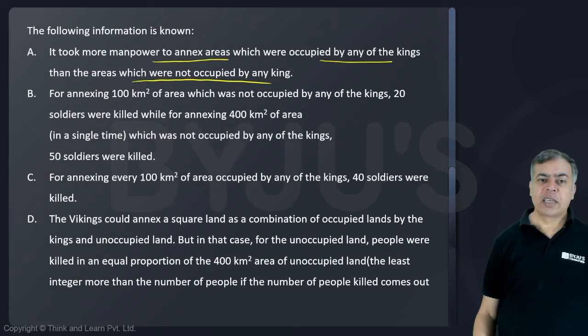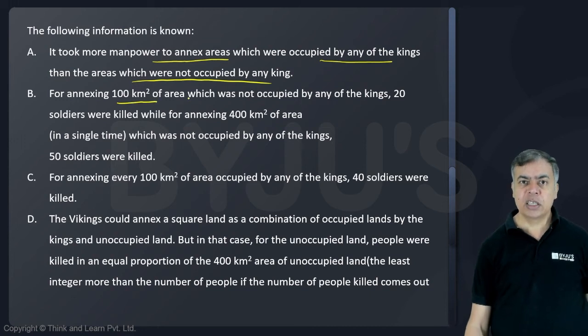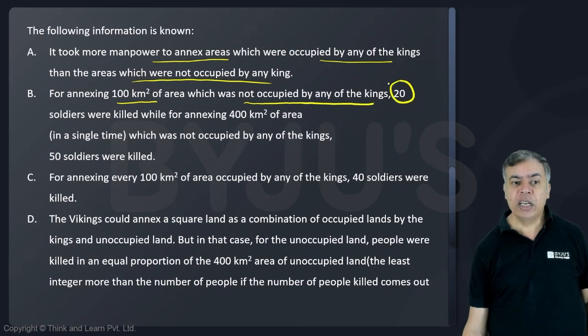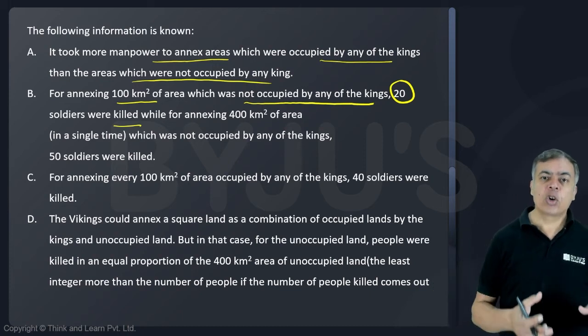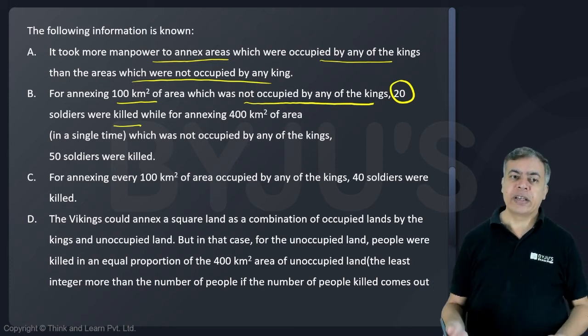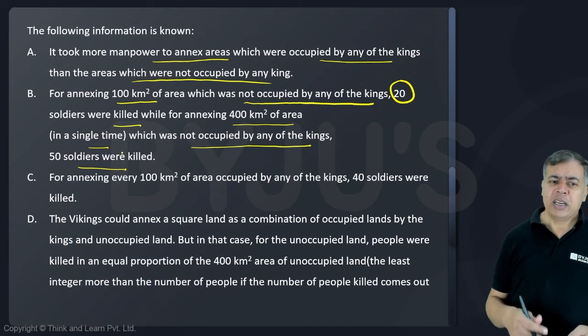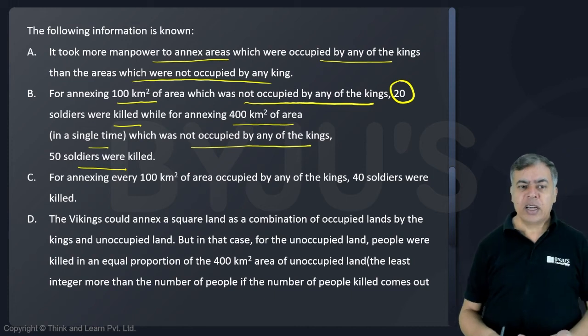Here it is given in the conditions that for annexing 100 kilometer square of area, that is 1 square, which was not occupied by any of the kings, 20 soldiers were killed. So in occupying one unoccupied area, 20 soldiers will get killed. While for annexing 400 kilometer square of area in a single time, which was not occupied by any of the kings, 50 soldiers were killed. So it is actually anything more than 100, right?